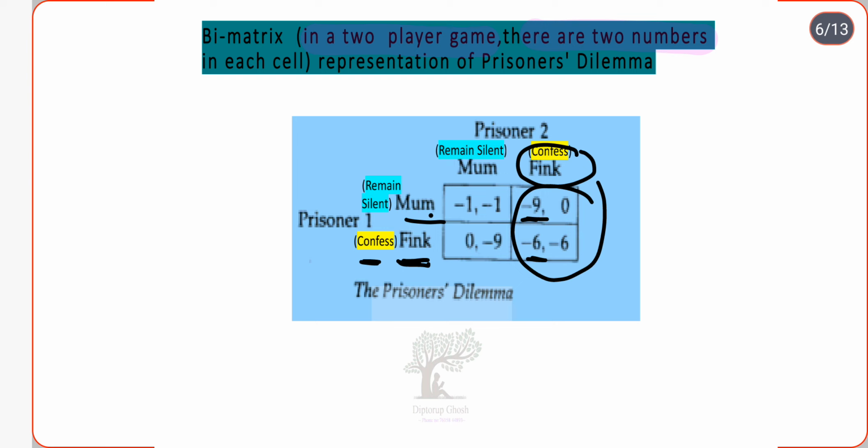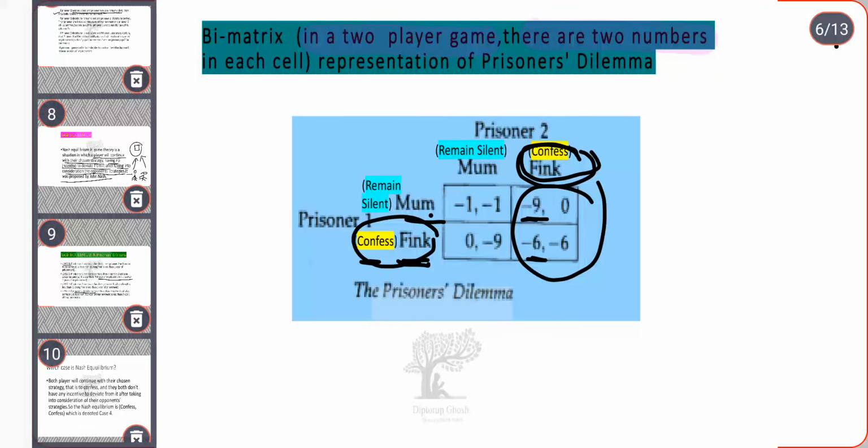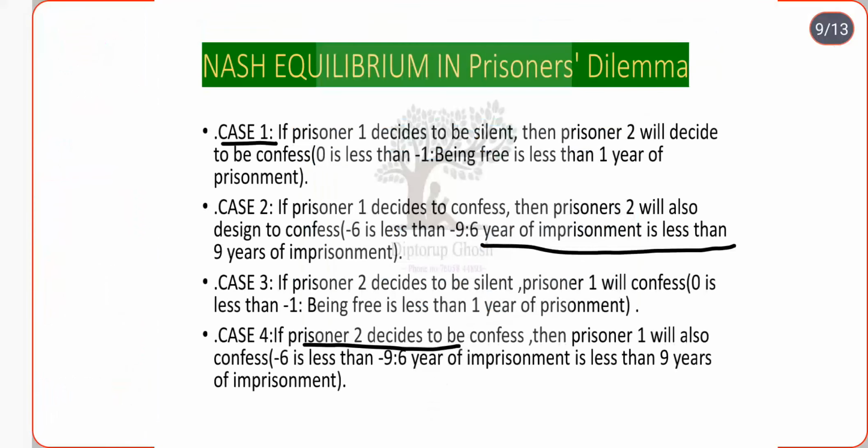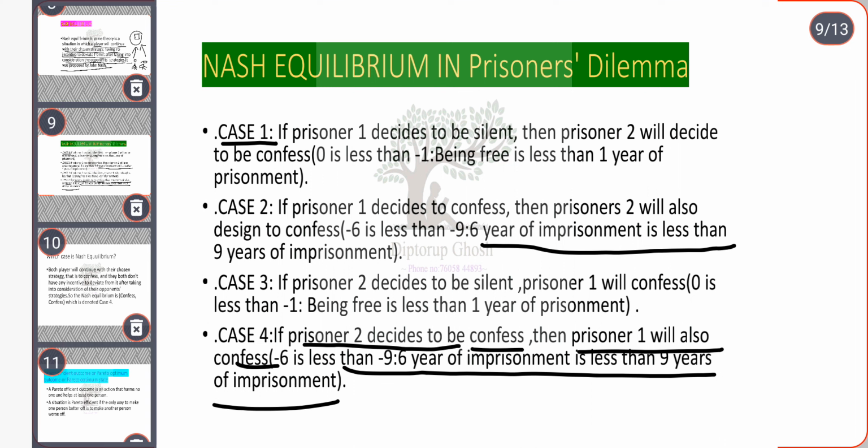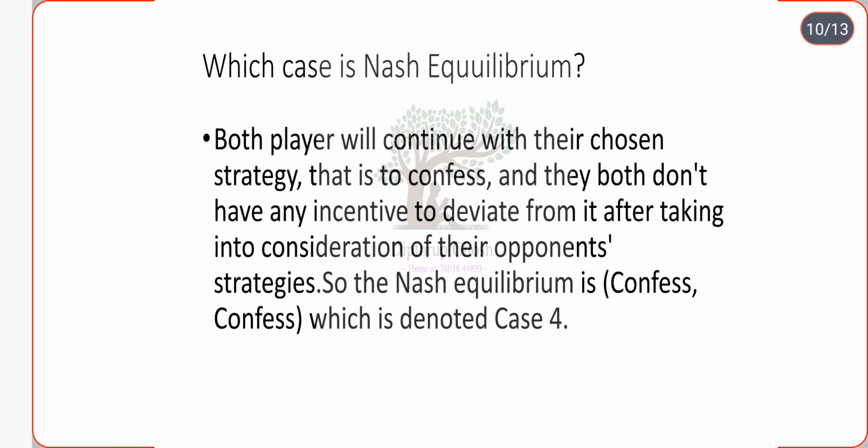So if prisoner 2 is confessing, then prisoner 1 will also select to confess or fink. As you can see from here, if prisoner 2 decides to confess, prisoner 1 will also confess because 6 years of imprisonment is less than 9 years of imprisonment. Now what is happening here? Which case is Nash equilibrium? Case 1, case 2, case 3 or case 4?